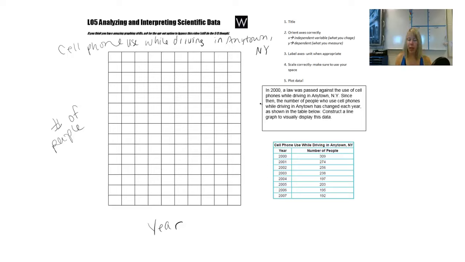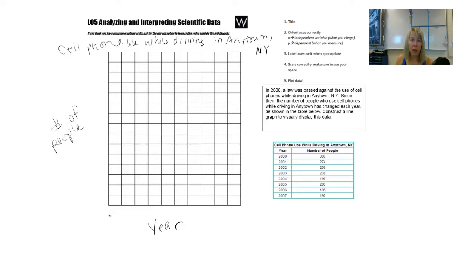All right. For the year now, I need to orient, label, and now I need to scale correctly to use my space. I don't like it when the graph is scrunched into one little corner because you cannot see what's actually happening with the data very well. So my years, I have from 2000 to 2007. How many boxes do I have? 1, 2, 3, 4, 5, 6, 7, 8, 9, 10.